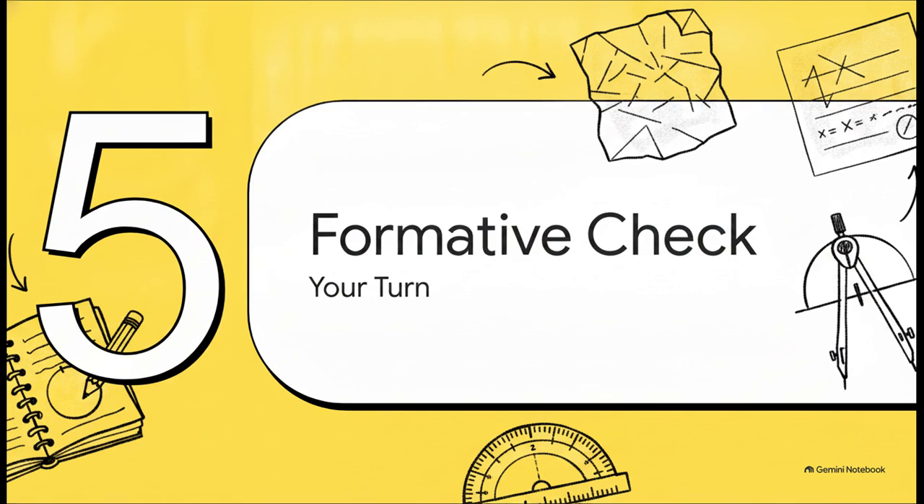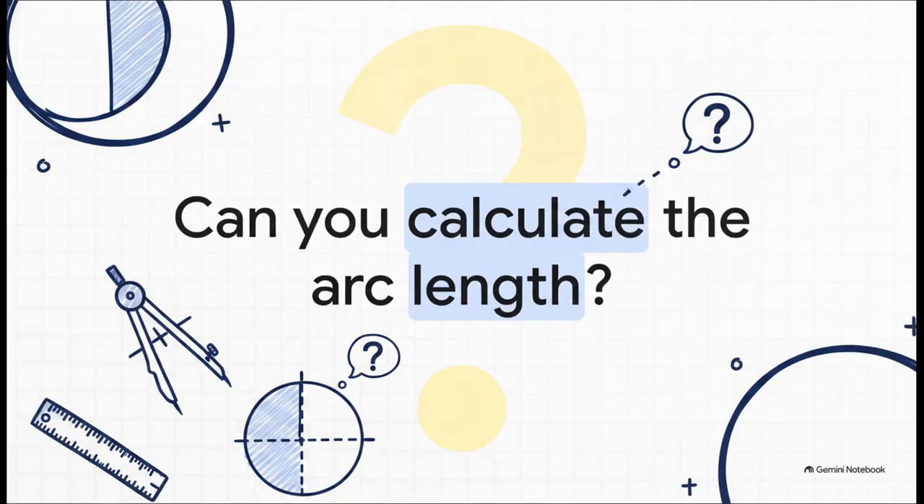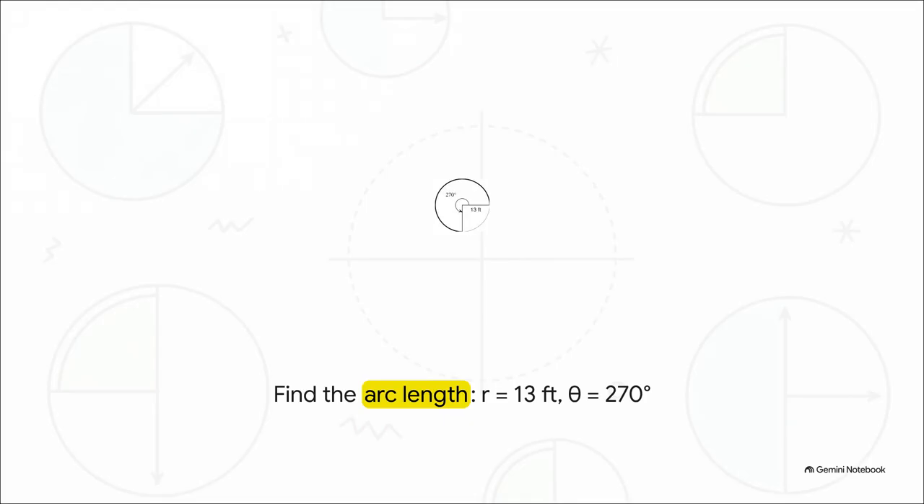Section 5, Formative Check. Now it's your turn. I'm going to give you a quick scenario. Remember your 4 steps. Identify your parameters, choose the correct degree or radian formula, apply it, and check your units. Are you calculating a distance or an area? Let's find out. Your radius is 13 feet, and your major central angle here is 270 degrees. What is the arc length of that heavily bolded outer curve?